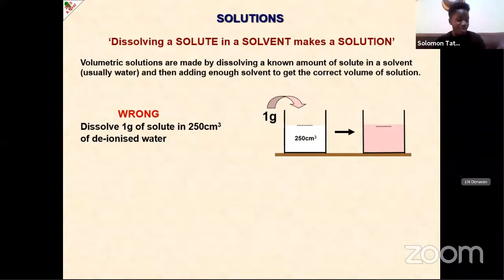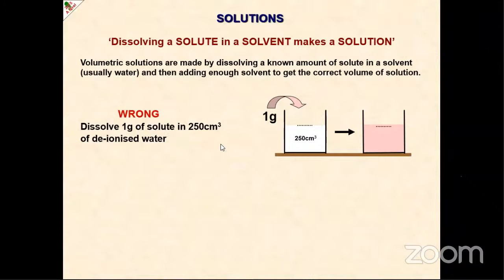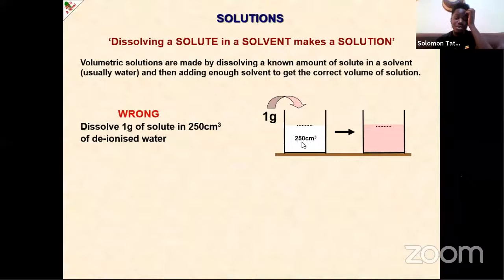I was saying the wrong way to dissolve any solute into a solvent would be this. You get your known amount of solute, like 1 gram, and you immediately dissolve it in 250 cubic centimeters to make a solution. That is the wrong way to do it, okay? And we shall see why.